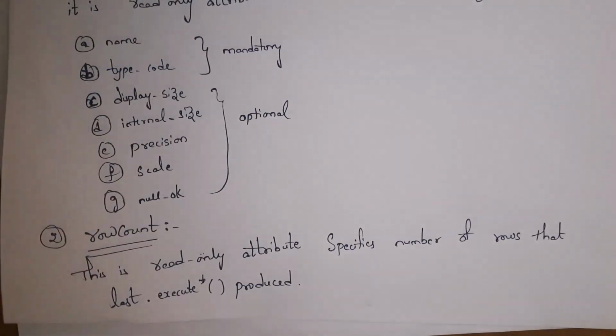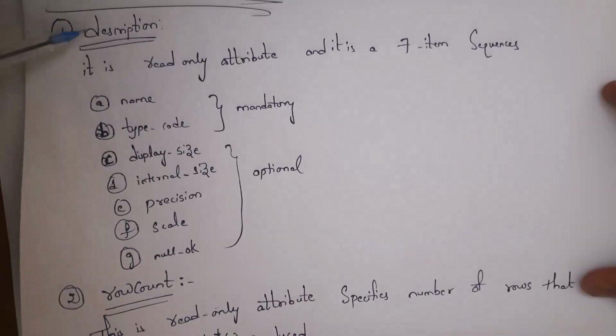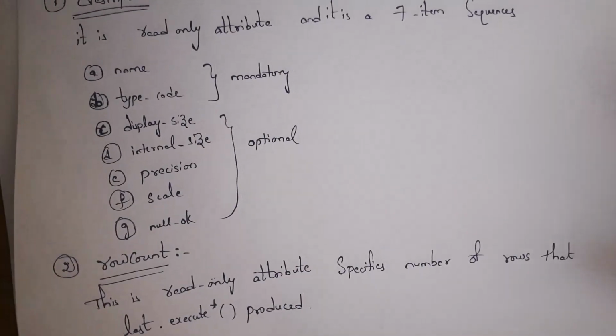And the next attribute is rowcount. This rowcount is a read-only attribute, that is, by using this attribute we can only read data, we cannot write data. This read-only attribute specifies the number of rows that the last execute method produced. How many rows did the last execute method produce? We can identify that number of rows by using rowcount. Description and rowcount, these both are cursor object attributes.